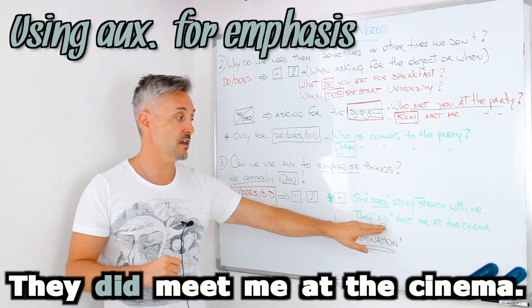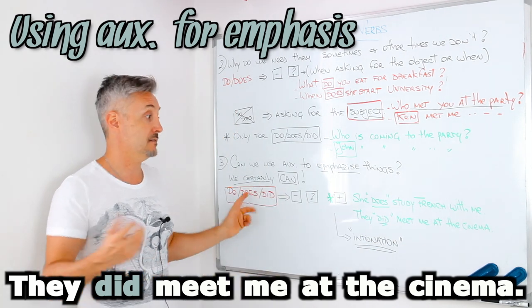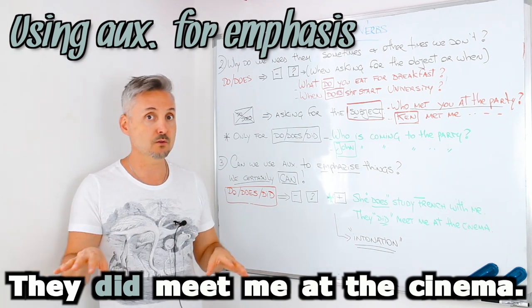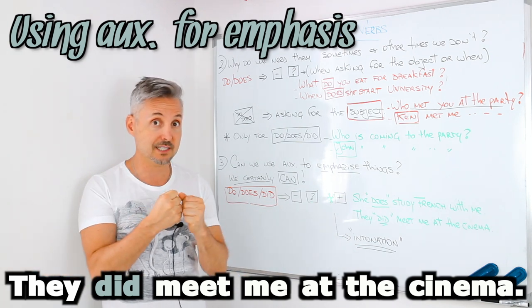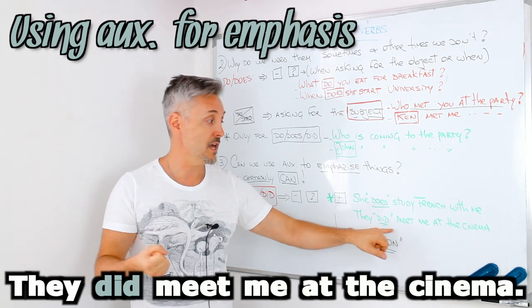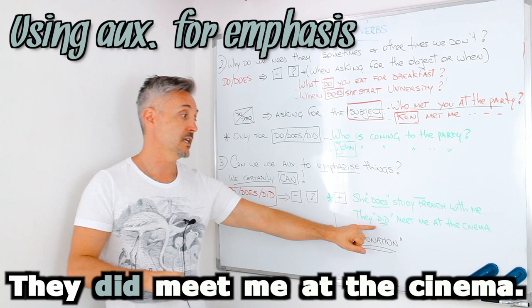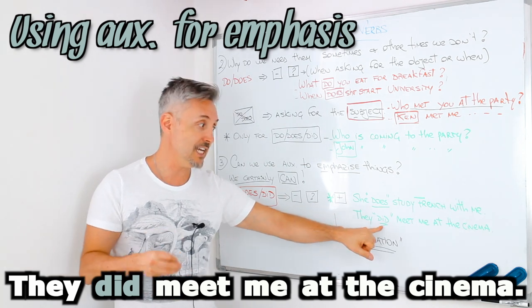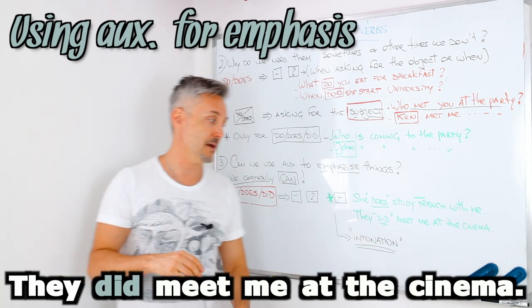So did right here is the auxiliary that we normally leave out, but because we want to stress that they met me at the cinema, we use the auxiliary did. So they did meet me at the cinema.